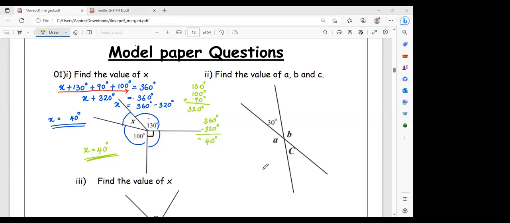Those who got the answer for the second one, please send your answers.